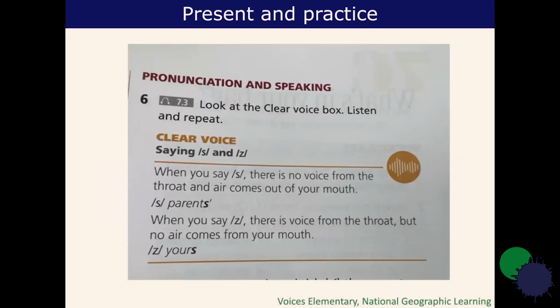Another approach to presenting pronunciation, this comes from the National Geographic Learning book Voices, which has pronunciation as a sort of feature, particularly international pronunciation, English as a lingua franca. But it takes the approach of describing to the student how to produce the sounds and what the differences are in the sounds. For me, I find I have an issue with this because this description uses phrases like comes out of your mouth or there is voice from the throat.